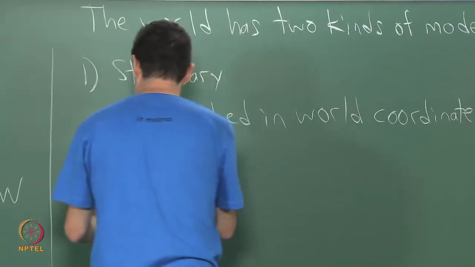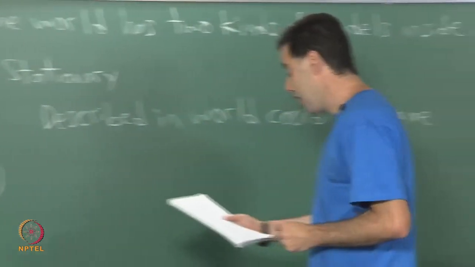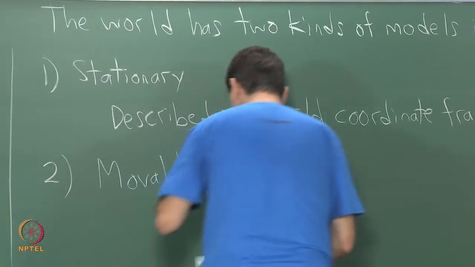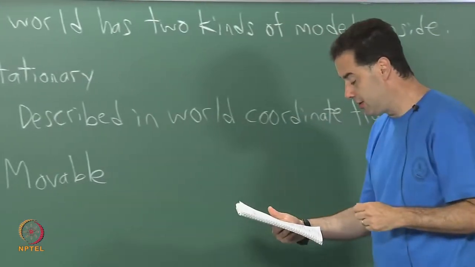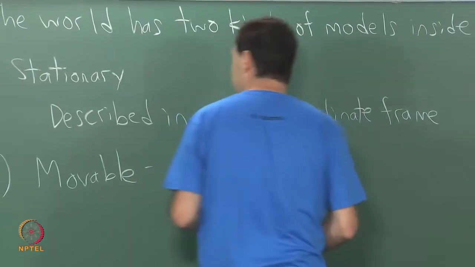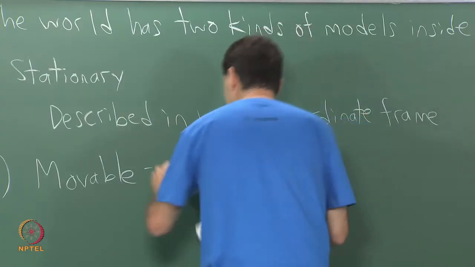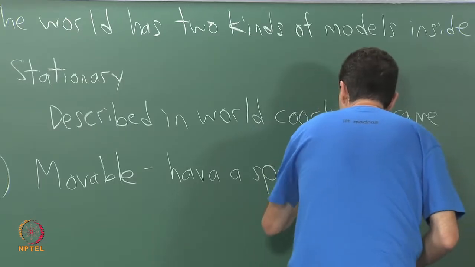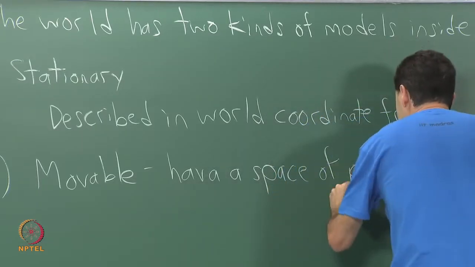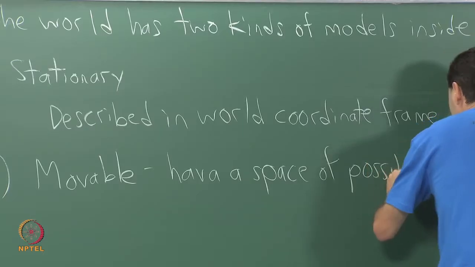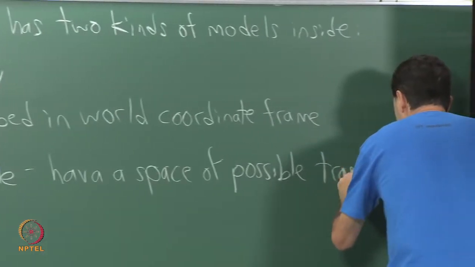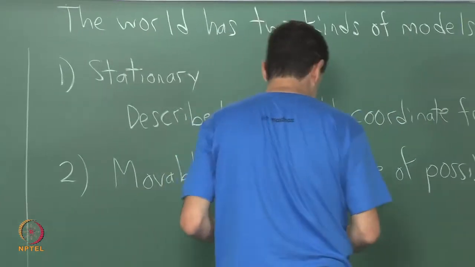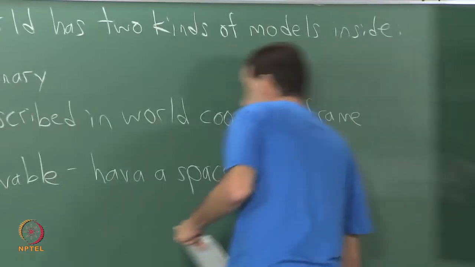So the other kind of model inside of the world is movable models. In this case, these models have a space of possible transformations. You write that down here.